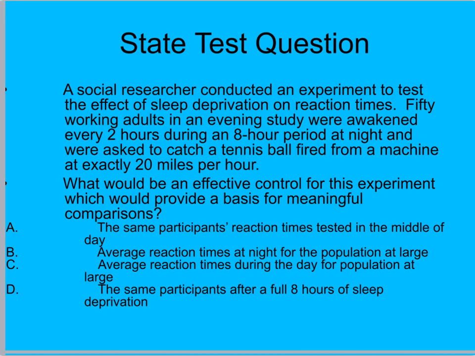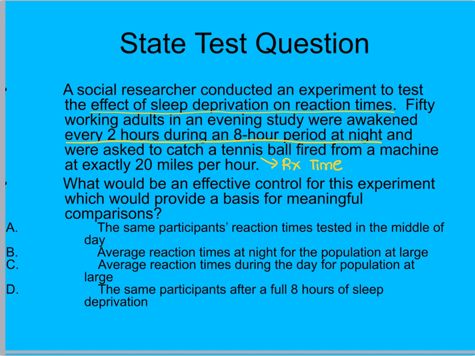All right, a social researcher conducted an experiment to test the effect of sleep deprivation on reaction times. So sleep deprivation is being deprived of sleep. You don't get to sleep. So you're looking at the effect of sleep deprivation on reaction times, how fast you react. So 50 working adults in an evening study were awakened every 2 hours during an 8-hour period at night. And then they were asked to catch a tennis ball fired from a machine at exactly 20 miles per hour. So that catching of the tennis ball, that's the reaction time.